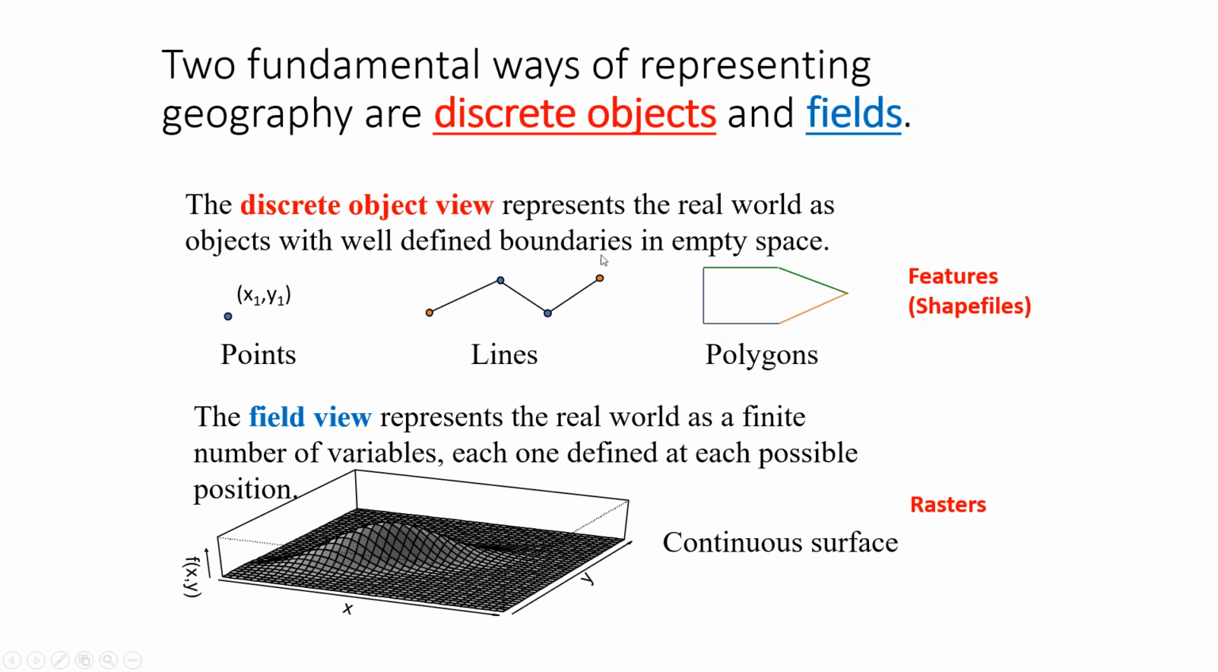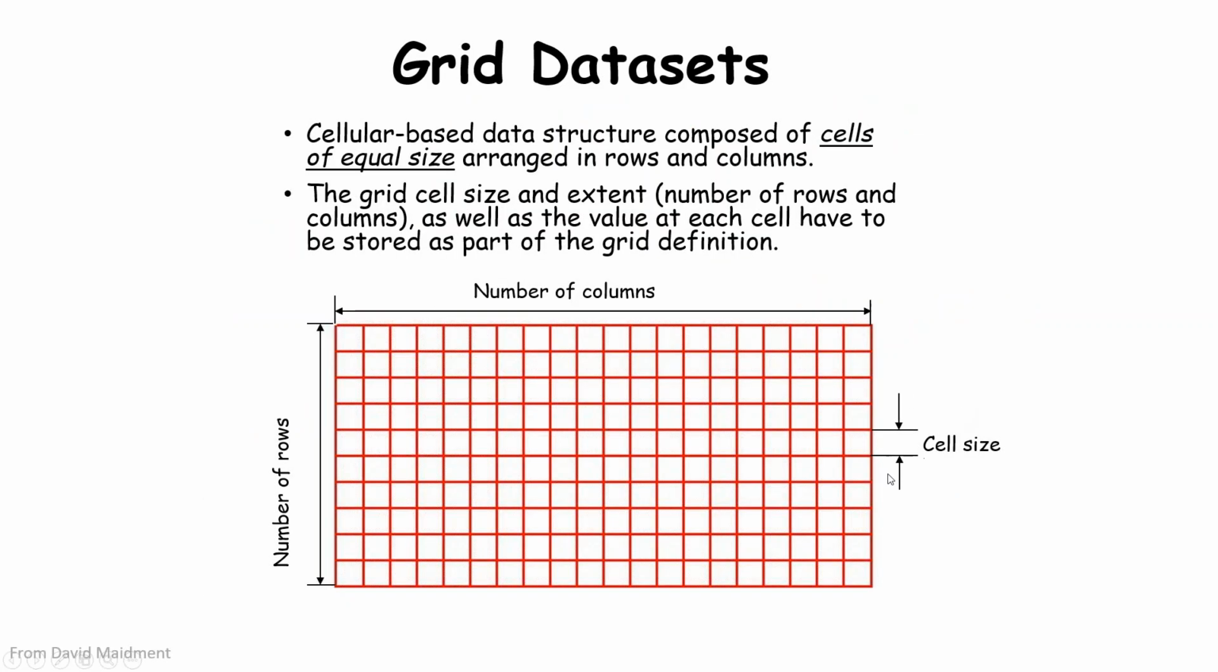So here we have the discrete object view represents the real world as objects with well-defined boundaries, whereas the field view represents the real world as a finite number of variables that are defined at any location. So we can think of the real world out there, and what we're doing is we're abstracting it and approximating it to encode it in a computer. And these are two different ways of doing that.